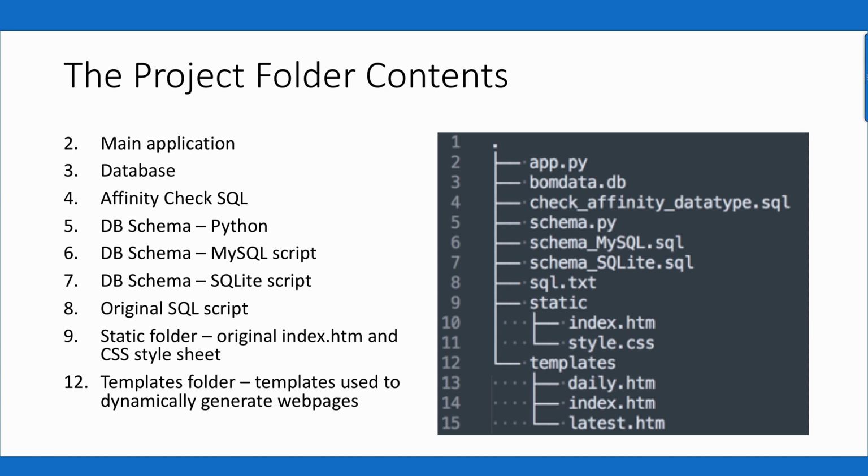On line 9, the static folder contains the modified index and CSS style sheet. The static folder is used to hold assets that do not change but are needed in the Flask application. Starting at line 12, the templates folder contains the templates used to dynamically generate the web pages. The templates are HTML files that contain Jinja templating code.